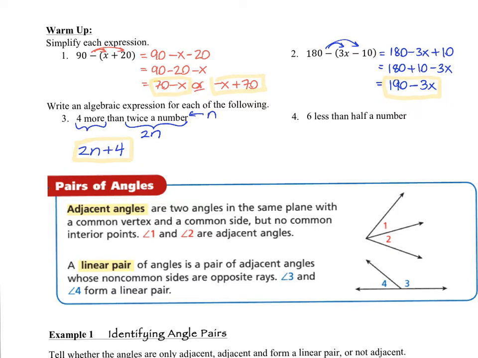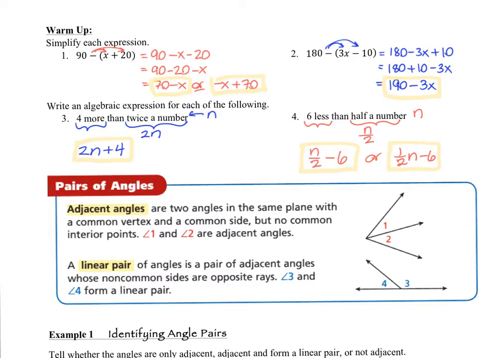So again, if our number is called n, then half a number we can think of as n over 2. 6 less than that is going to be n over 2 minus 6. And you could also write that, if you wanted to, as 1/2 n minus 6. If you have questions about either one of these two, please bring them up in class so we can discuss them.